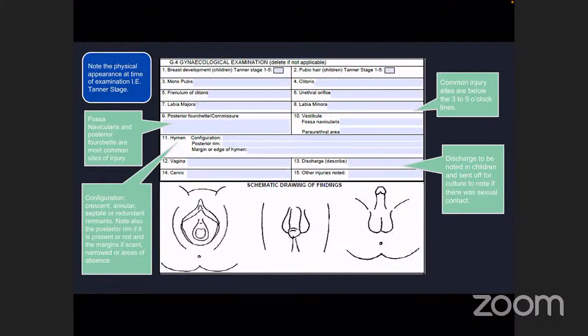Also comment on the hymen as described, and if there's any discharge noted, those can either be sent off as part of evidence kits or for culture, depending on the situation.